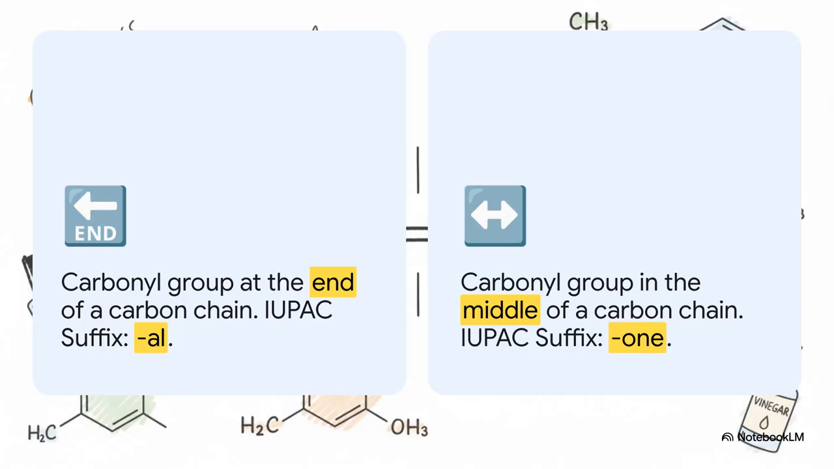Check this out. It's so simple when you see it side by side. If that carbonyl group is sitting at the very end of a carbon chain, congratulations, you've got an aldehyde. And the IUPAC language reflects that by giving it the suffix -al. But if that same group is anywhere in the middle of the chain, kind of sandwiched between other carbons, you have a ketone. And its name will end in -one. It's literally that simple. End of the line, it's an aldehyde. In the middle, it's a ketone.